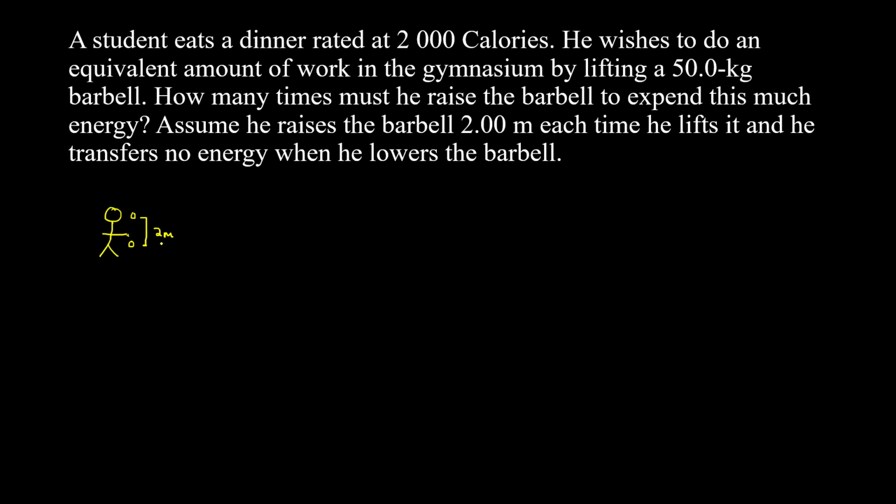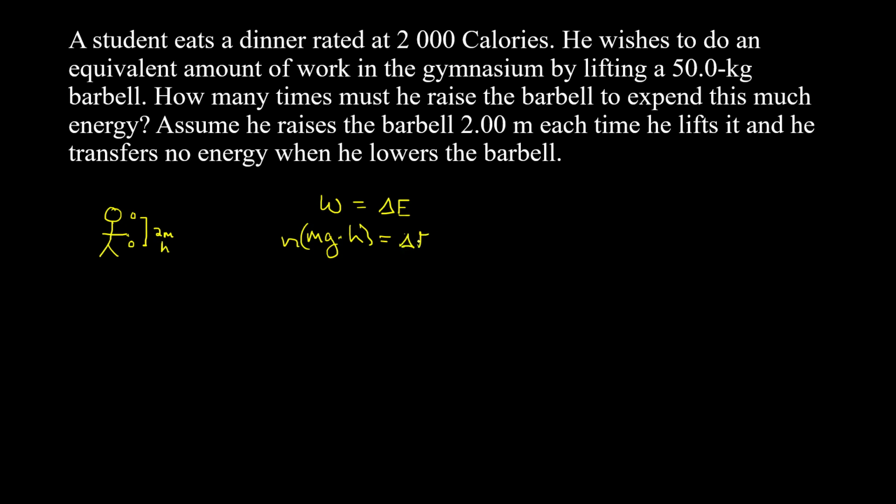And that would be a height. We'll call it H. And basically what he did is he consumed a certain amount of energy. And he consumed 2,000 calories of energy. And now he wants to work it off. And so work is change in energy. And the work in this case would be him working against the force of gravity. So it'd be mg, that's the weight of the dumbbell, times the height. But we want to know how many times he has to do this work in order to get rid of the energy that he was given, which was 2,000 calories.